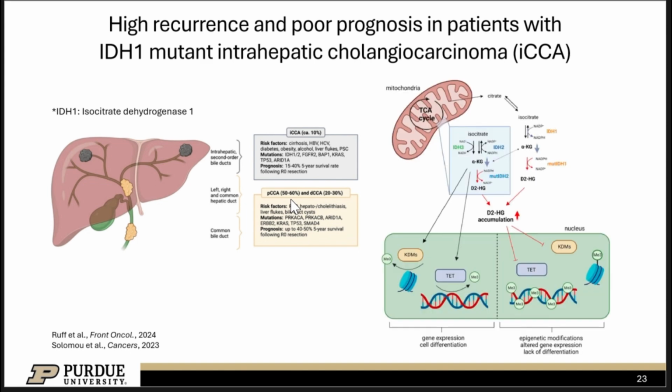Here the IDH1 plays an important role in converting isocitrate to alpha-KG. If this IDH1 mutation happens, this alpha-KG can further convert into an oncometabolite, D2HG. This D2HG accumulation can further change the gene expression and provide the cancer phenotype.